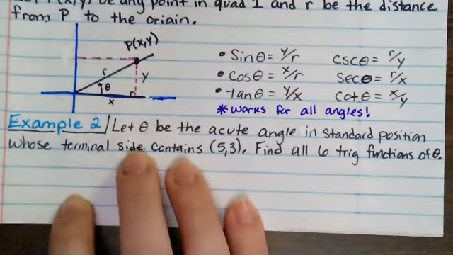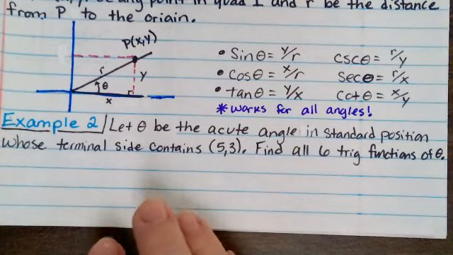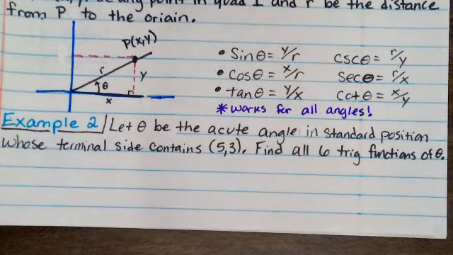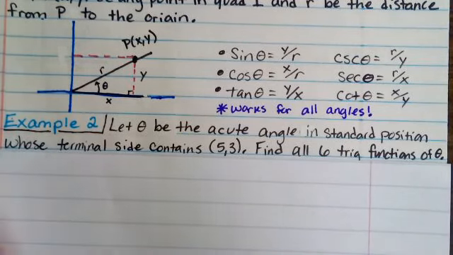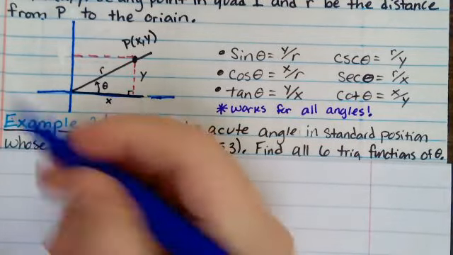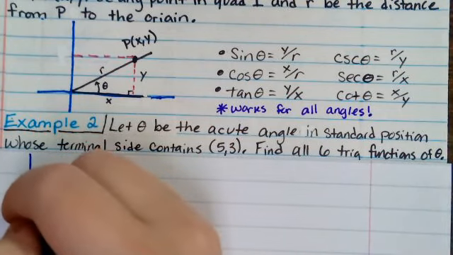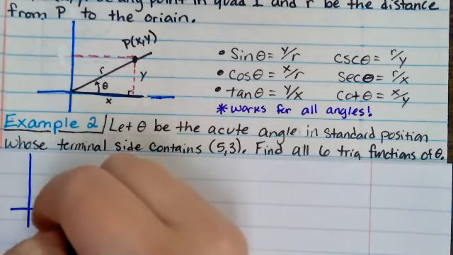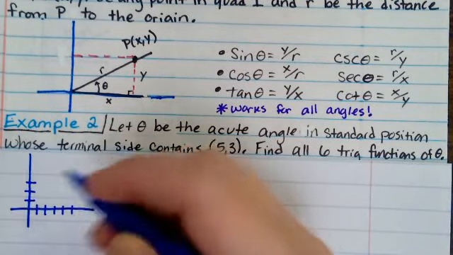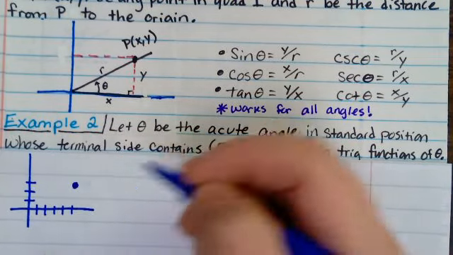So this example 2, we're going to see this problem where we are going to draw the picture because it's going to help us to have that. That will be kind of like part of our work, drawing the picture here, all right? But it says that we've got an acute angle in standard position whose terminal side contains the point 5,3. So I'm going to draw that. This is only the first quadrant, so I'm not going to bother drawing a big fat coordinate plane. I'm just going to do 1, 2, 3, 4, 5, 1, 2, 3, and then let's stick that point on there as best we can, all right?